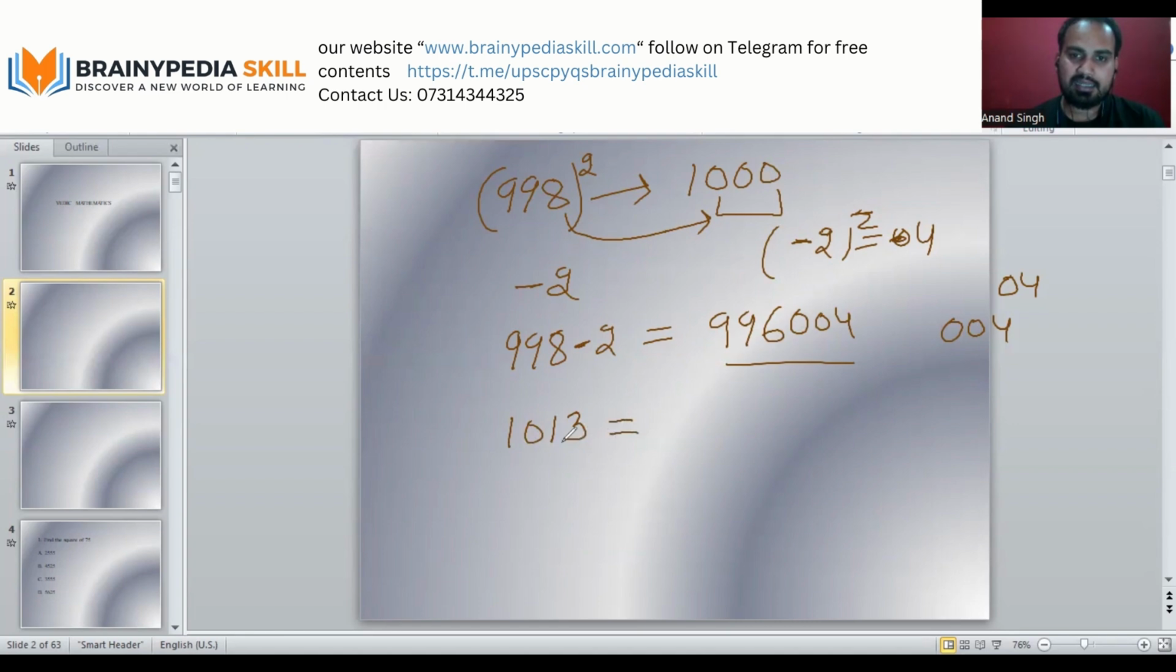Similarly, if I take the number 1030, again the base is going to be 1000. How much is this number greater? You are going to say 30. So 1030 plus 30, which is going to be 1060. And what is the square of 30, guys?